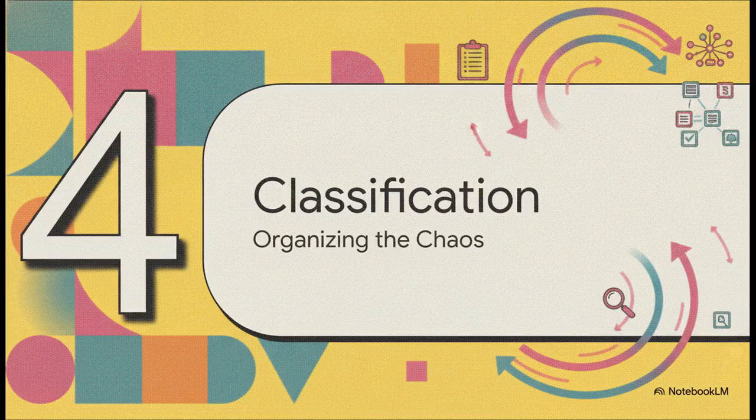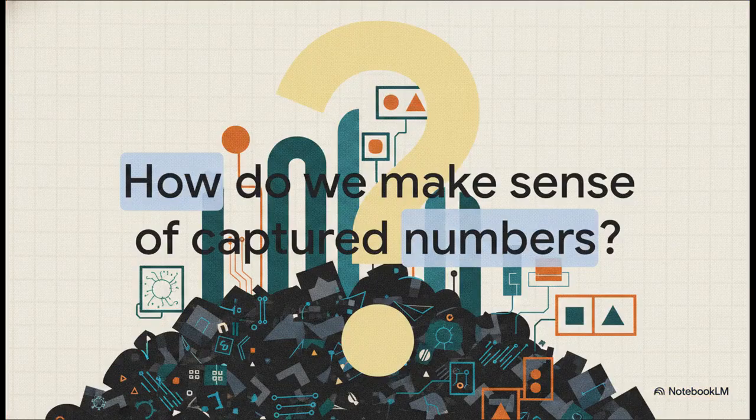Next up, part four, classification, organizing the chaos. All right, so we've got this massive pile of raw information. We know exactly where it came from, and we've systematically captured it using some really incredible tech. But if it's just sitting there in a giant digital pile, it's essentially useless to us. So how do we give it some interior design, so to speak, and sort it into meaningful, workable categories?